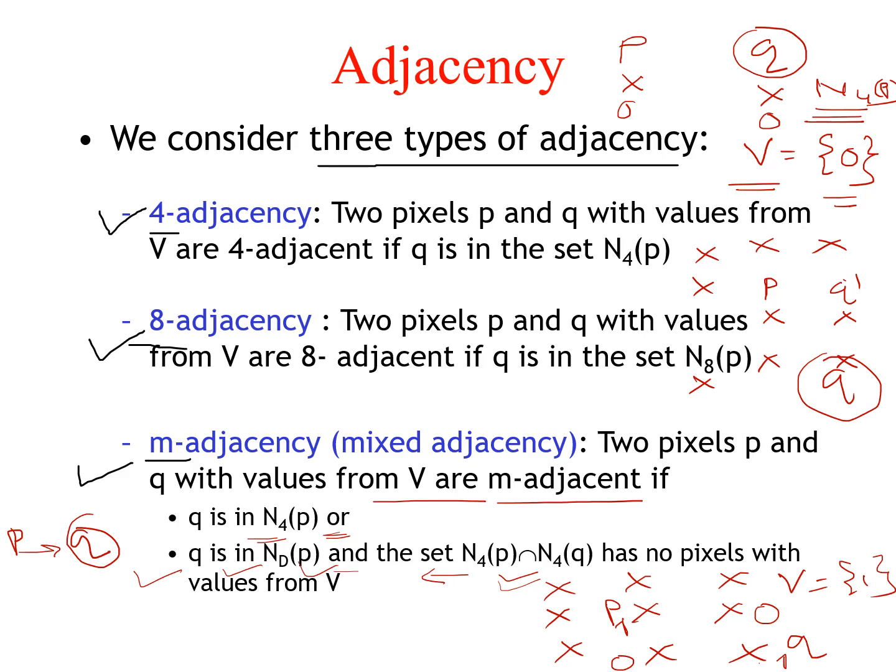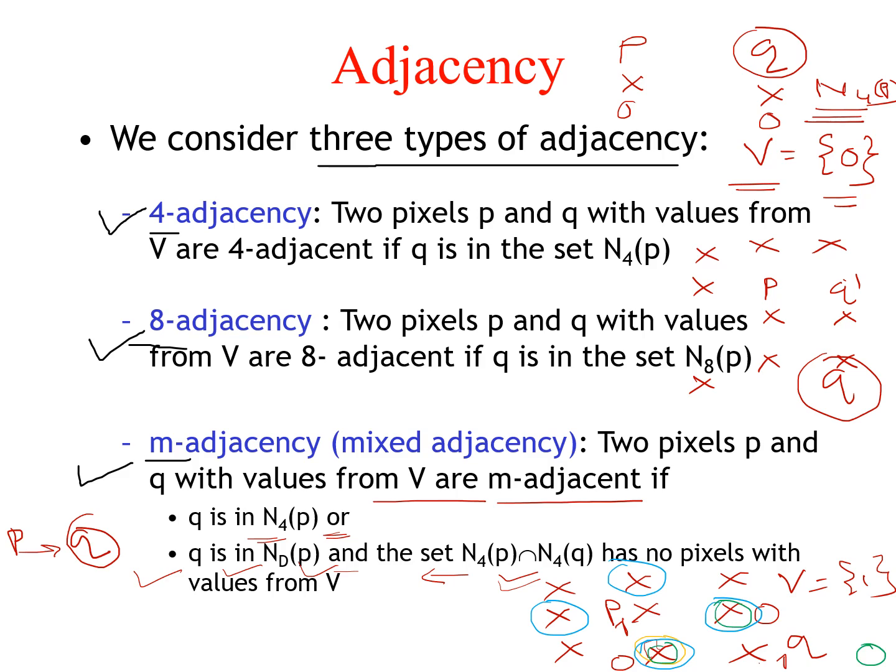And N4P. What is N4P? The 4 neighbors of P. I'll take some other color. So this is 1, 2, 3, 4. These are N4P. And what is N4Q now? What is N4Q? 1, 2, somewhere down, and this fourth one.